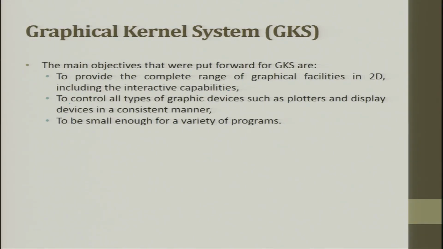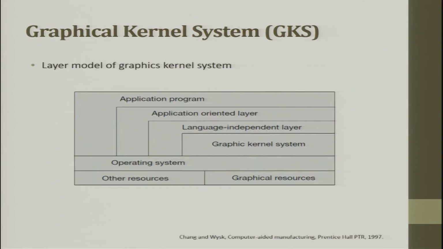You can edit, move and do, to control all types of graphic devices such as plotter and display devices in a consistent manner. So, this was the requirement for GKS. GKS is again a transfer of data from a CAD system to the device, small enough for a variety of programs. So, these are the requirements which were put so that the data can be transferred from a CAD file, from a CAD system to a plotter or to another accessory or to a machine.